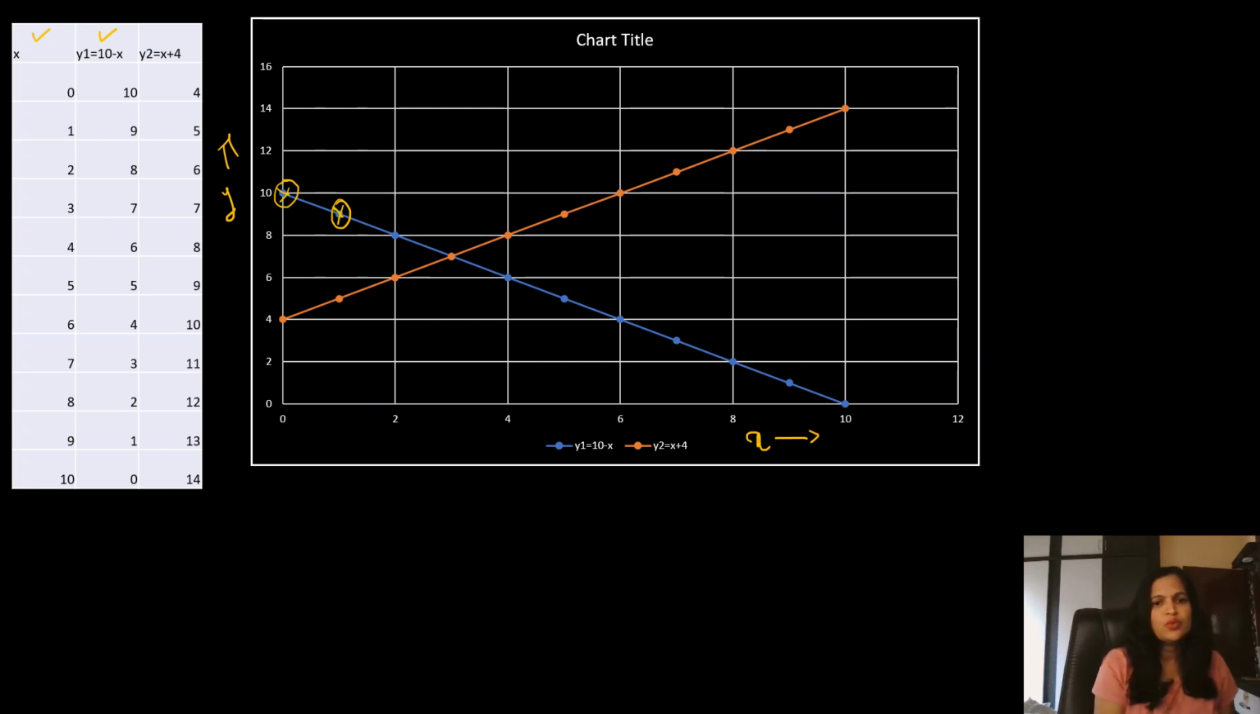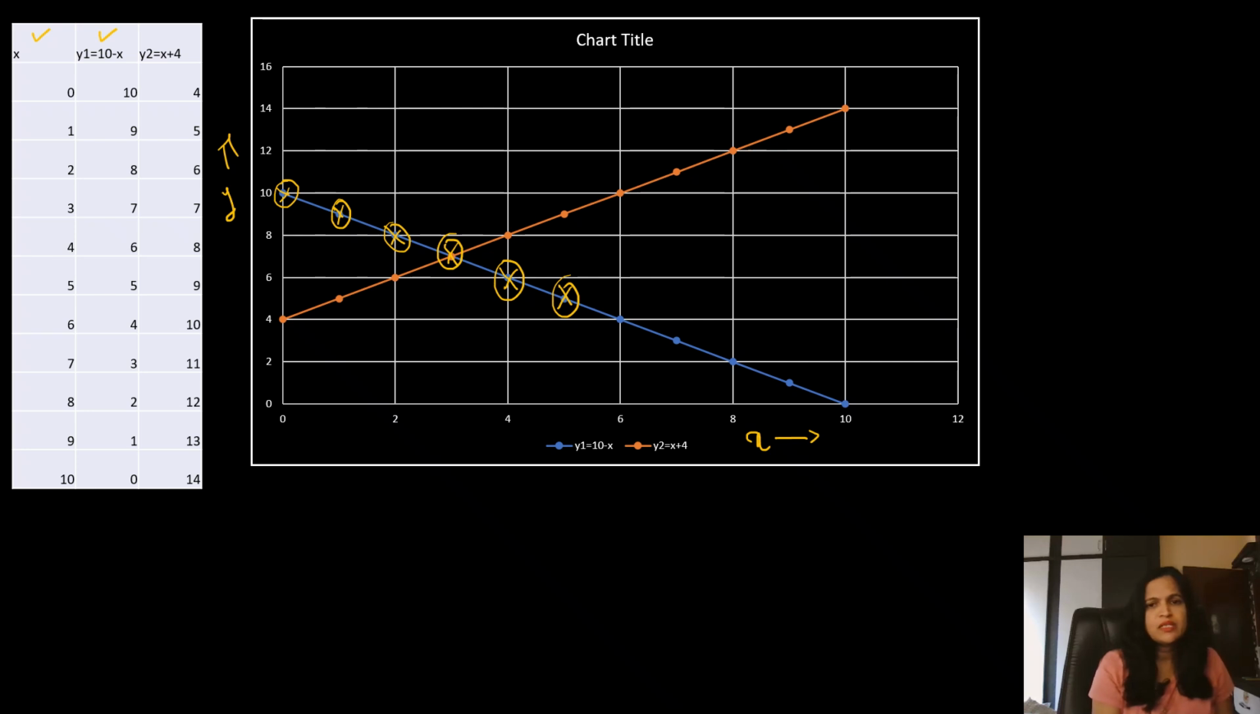Then x equal to 2, the value is 8. Mark one more point with the help of the pencil. Then when x equal to 3, that is 7. Here I'll mark it as 3 comma 7. Then next, when x equal to 4, mark this. When x equal to 5, it is 5, so 5 comma 5 it is.